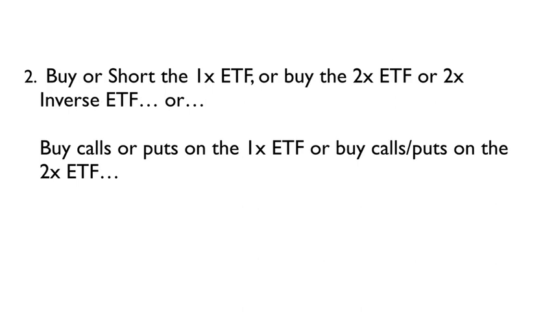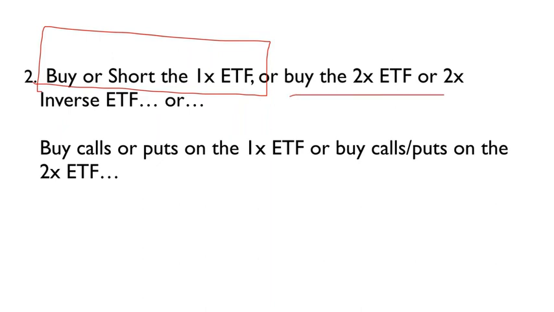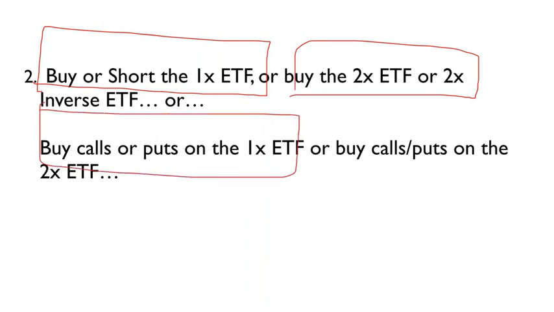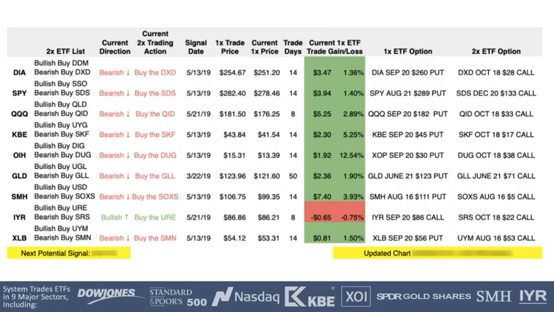Then you have the opportunity to either buy or short the 1x ETF, and we'll have to go through some explanations here in a second, or you can buy the 2x ETF or the 2x inverse ETF, or buy calls or puts on the 1x ETF or buy calls or puts on the 2x ETF. Quite simply, we give you a minimum of 4 different ways to trade these signals. Let's take a look at our freshest signal and see exactly what we're talking about.